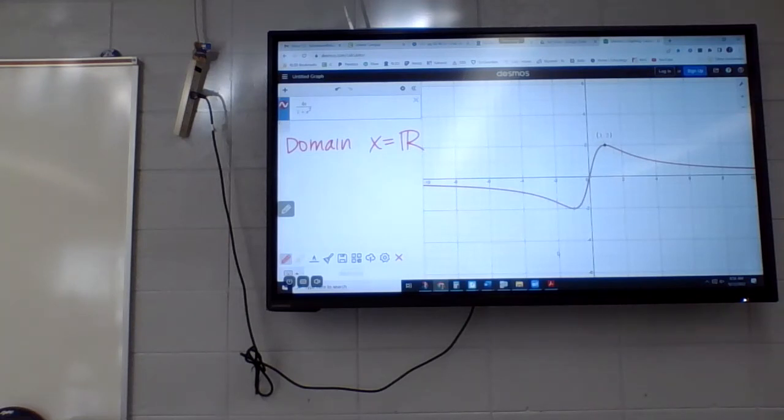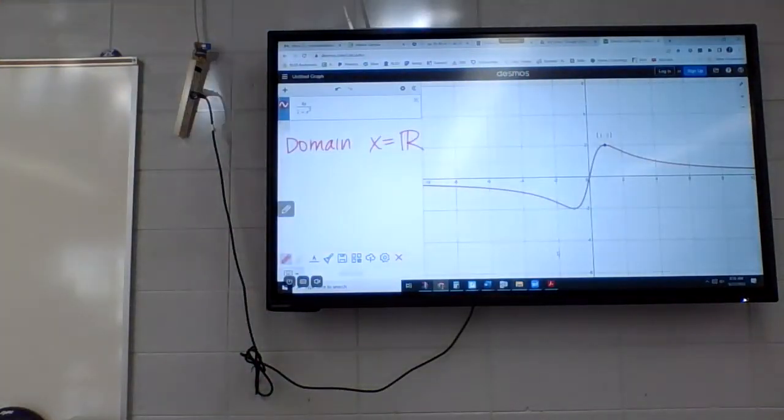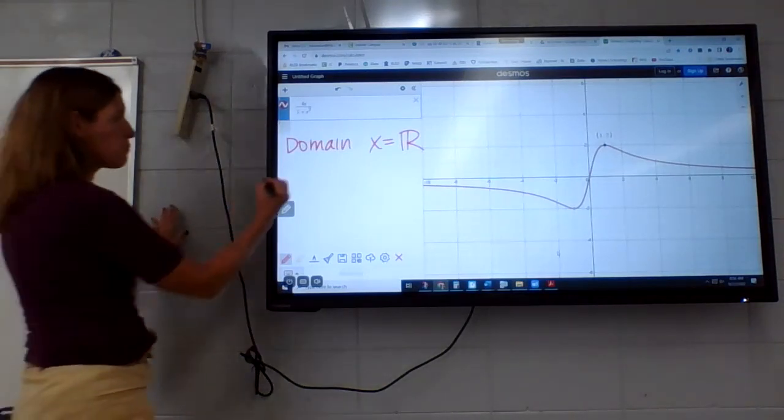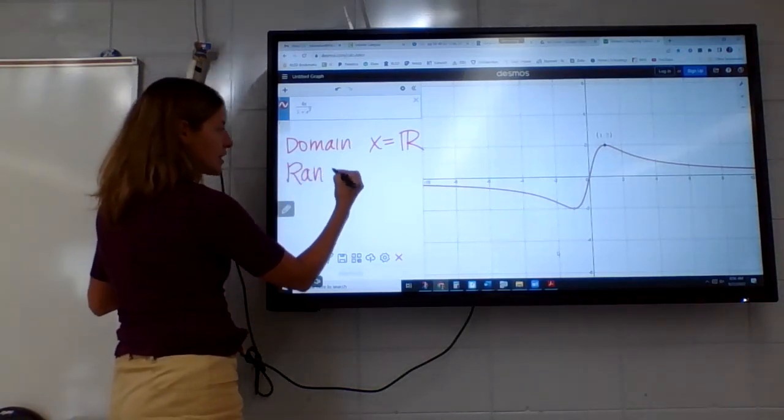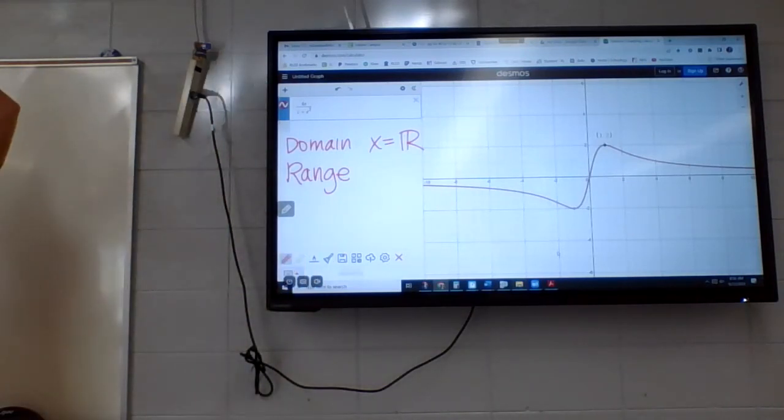But we did talk about the denominator cannot equal 0. You can't have a negative in a root. So those are important things to remind yourself of. But this one didn't have any of those limits. And then how about the range? That's the possible y values. How high and low does this graph go?